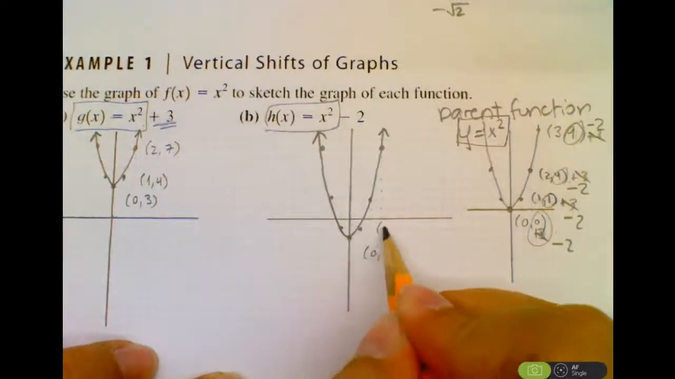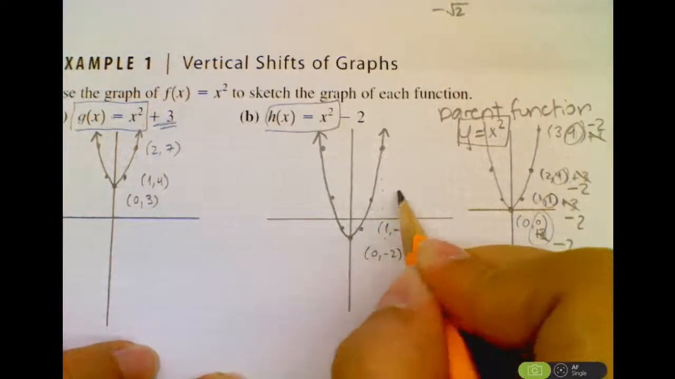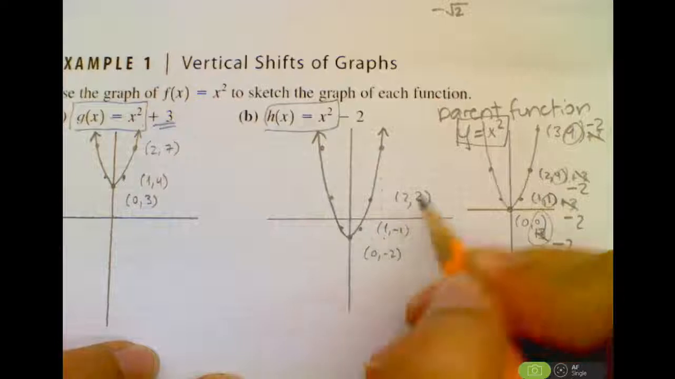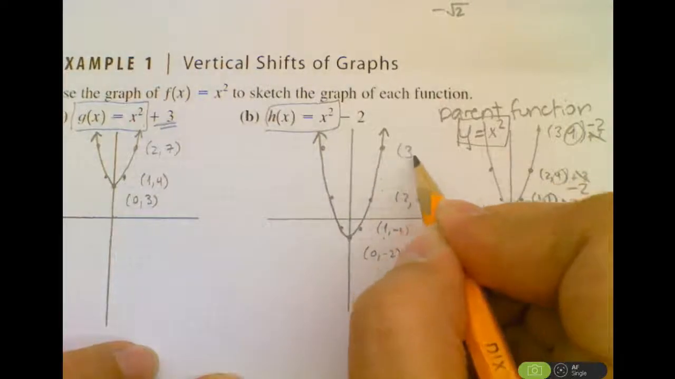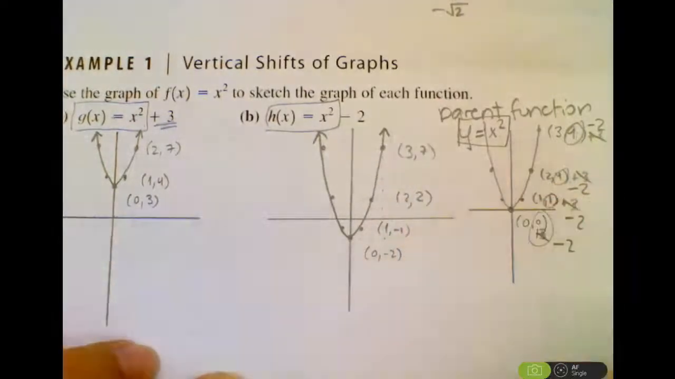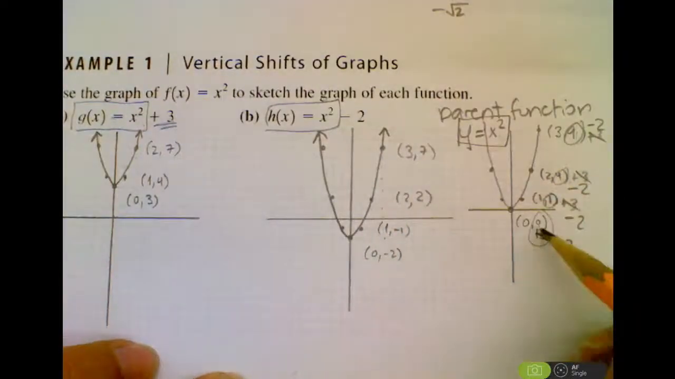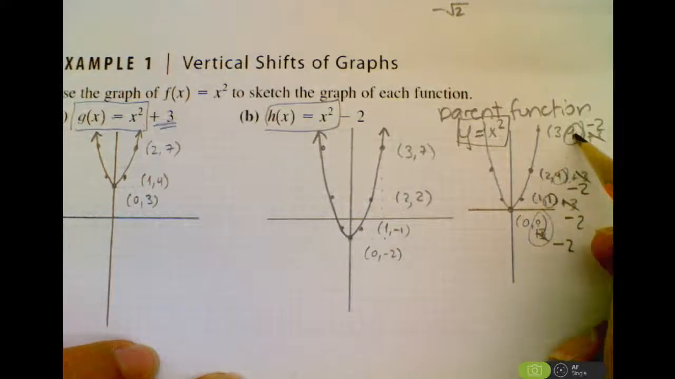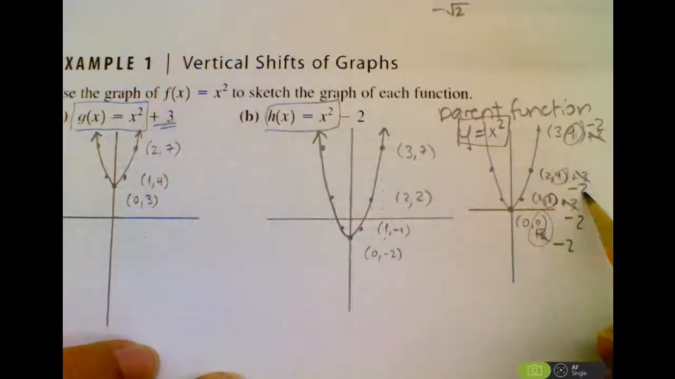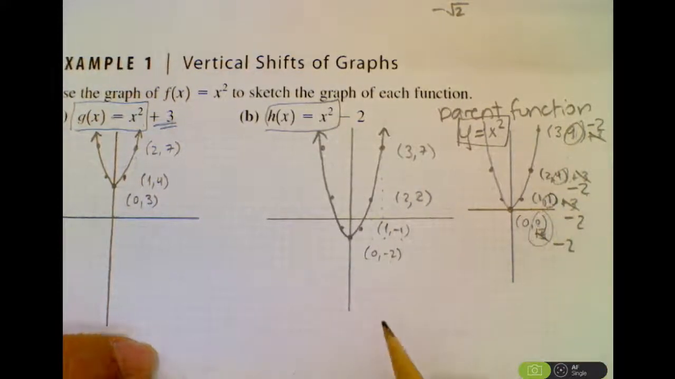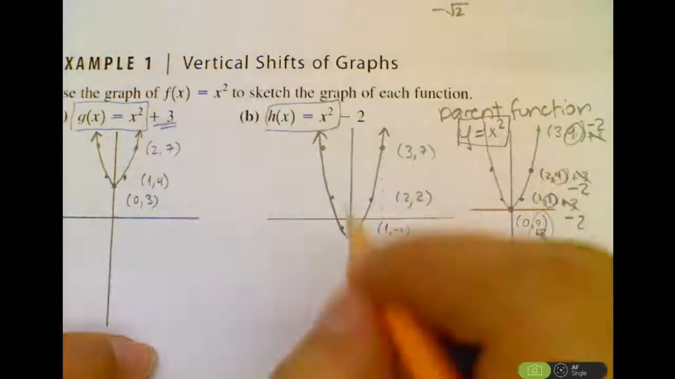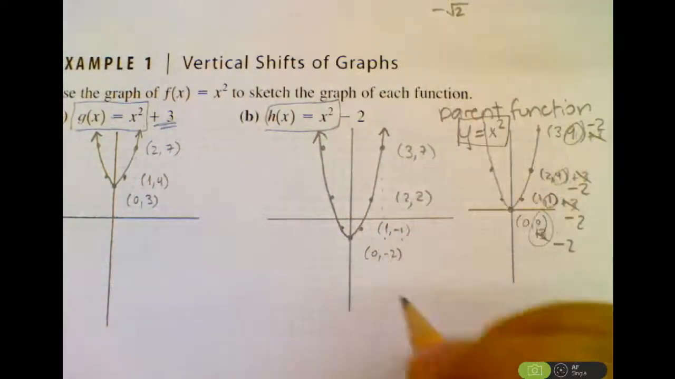This is the coordinate (1, -1). This is the coordinate (2, 2). This is the coordinate (3, 7), which actually matches with taking away 2 for every single y coordinate. 9 minus 2 is 7, 4 minus 2 is 2, 1 minus 2 is negative 1, and 0 minus 2 is negative 2. So that's how I'm going to sketch vertical shifts for this part.